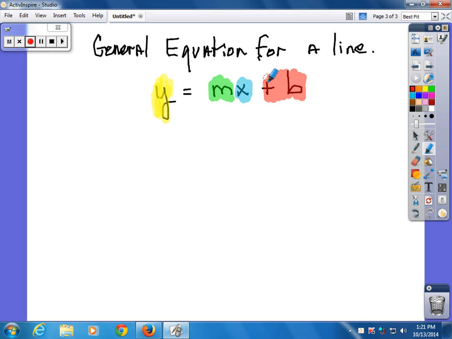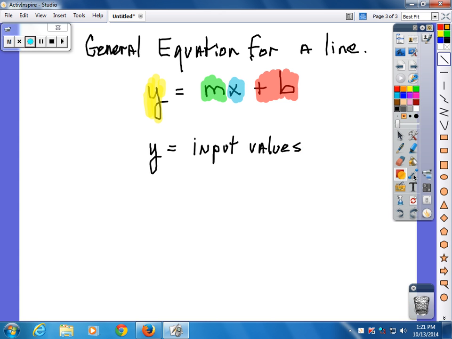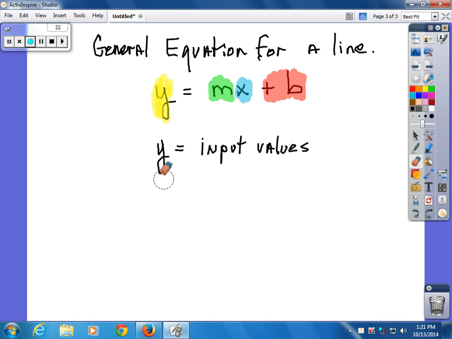I'm going to go y is equal to input values. I'm sorry, output values. That's the x. Oh man, let me just change that. Change this to x, so I don't have to rewrite the whole thing. X is equal to the input values. What is y? Output values.